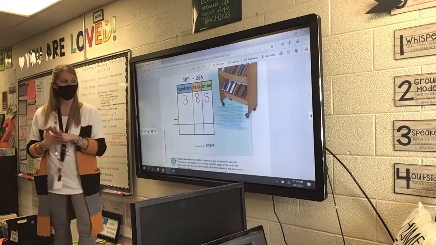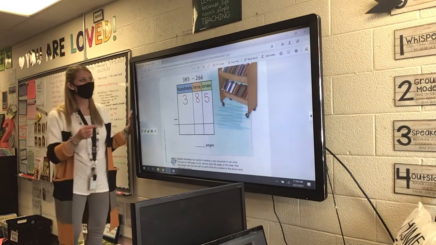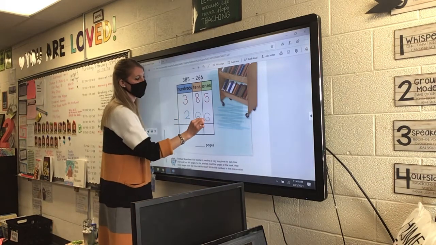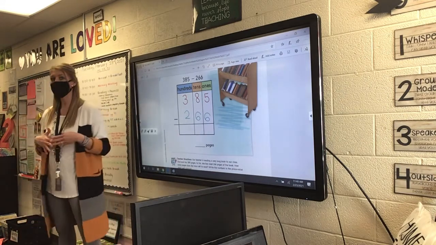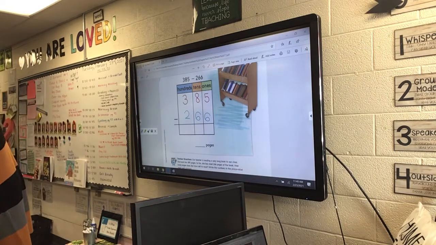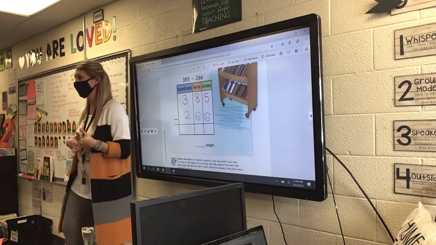Now, underneath there, I'm going to write 266, because that's how much she has read already. So now I want to find out the difference, or how much is left. So what I'm going to do is I'm going to start, like we learned yesterday and last Friday, in the ones column. 5 minus 6.